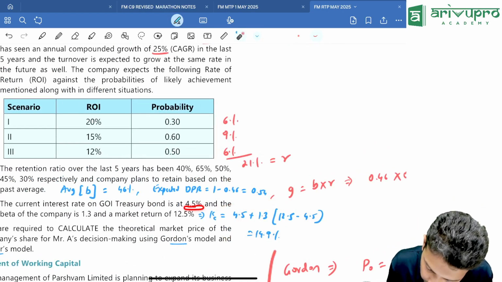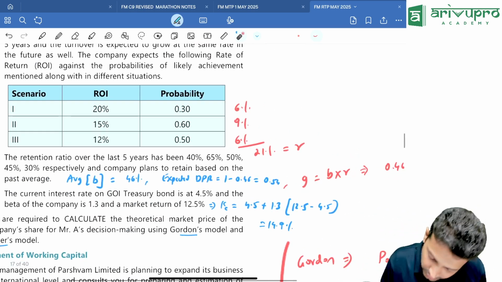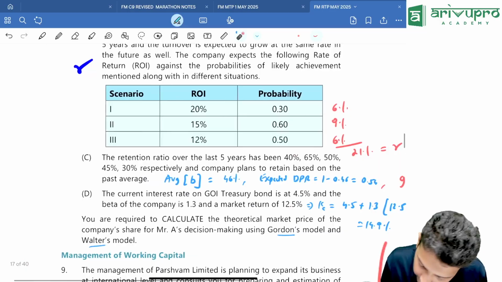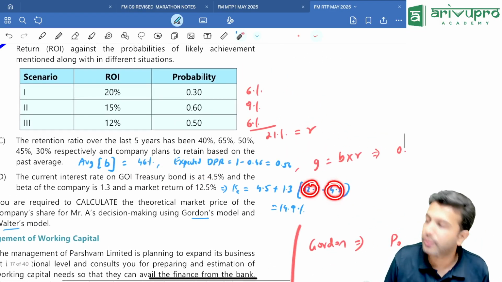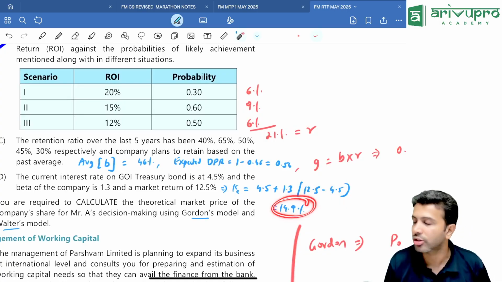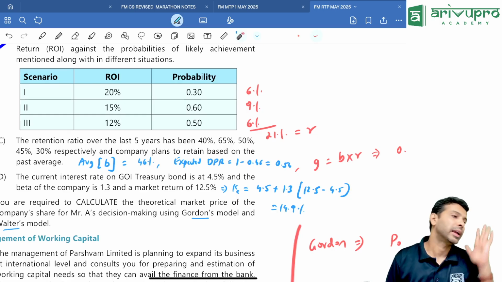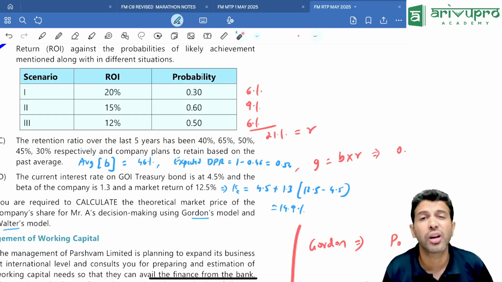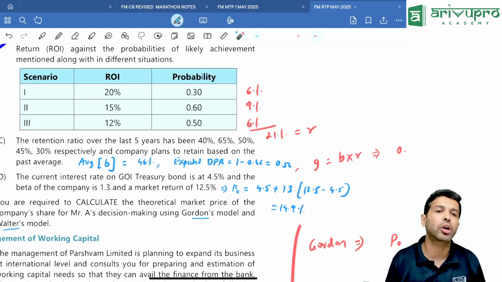What is the risk-free rate of return? 4.5 plus beta. Beta is how much? 1.3 into our market rate of return, which we call RM. RM is 12.5 minus RF, 4.5. By doing this, you will get the cost of equity using the CAPM model to be how much? 14.9%. Because to apply Walter and Gordon, we need the cost of equity also. So we have used CAPM and got the cost of equity.